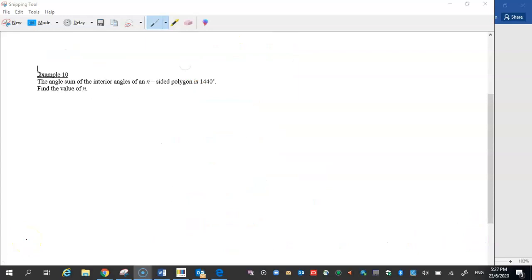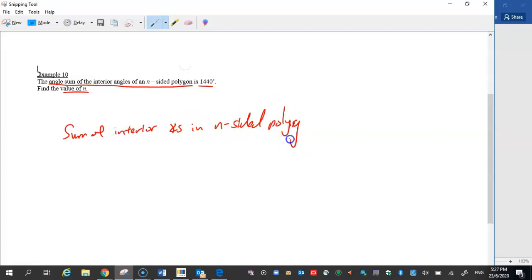Now we are in example number 10. We want to find the value of n such that the sum of interior angles of an n-sided polygon is 1440 degrees. So the formula for the sum of interior angles in an n-sided polygon, which can refer to both regular or irregular polygons, equals 180 degrees times n minus 2, where n is the number of sides.